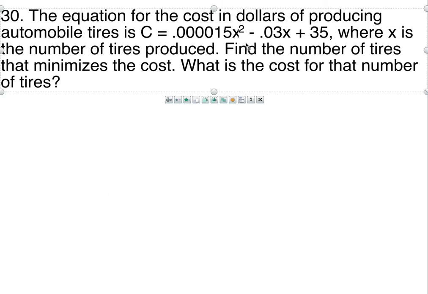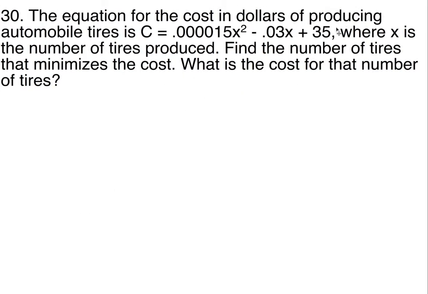Okay, some company has decided that producing tires costs them this much. This function models how much it costs them to make tires. X is the number of tires produced, and C, or what would normally be called Y, is the cost of making those tires. So a very important question would be, how do we minimize the cost of making our tires so that we can make the most? How many tires should we make to minimize that cost?